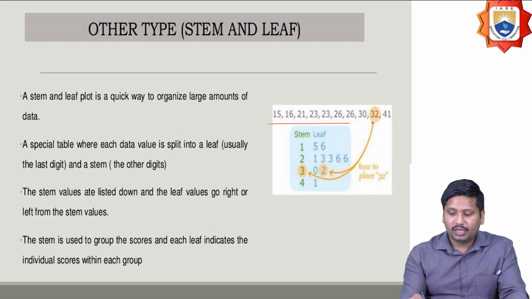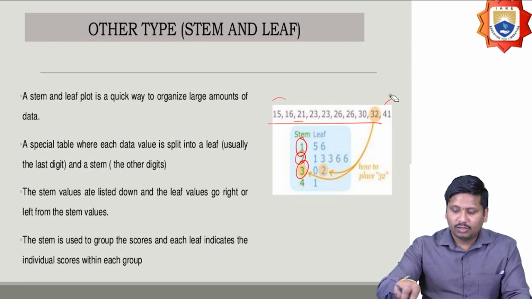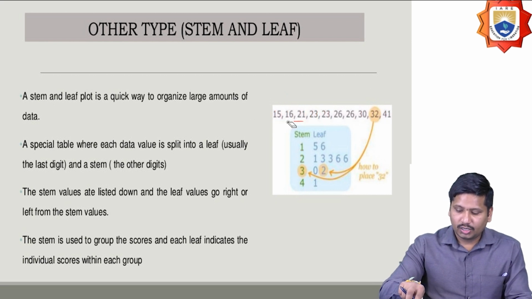So if I take an example like this, we have a set of data. Identifying this as a set of two-digit numbers, I have 1 as one stem, and 2 as another stem, and 3 is another stem, and 4 is another stem. So for stem 1, what are the values associated with it?